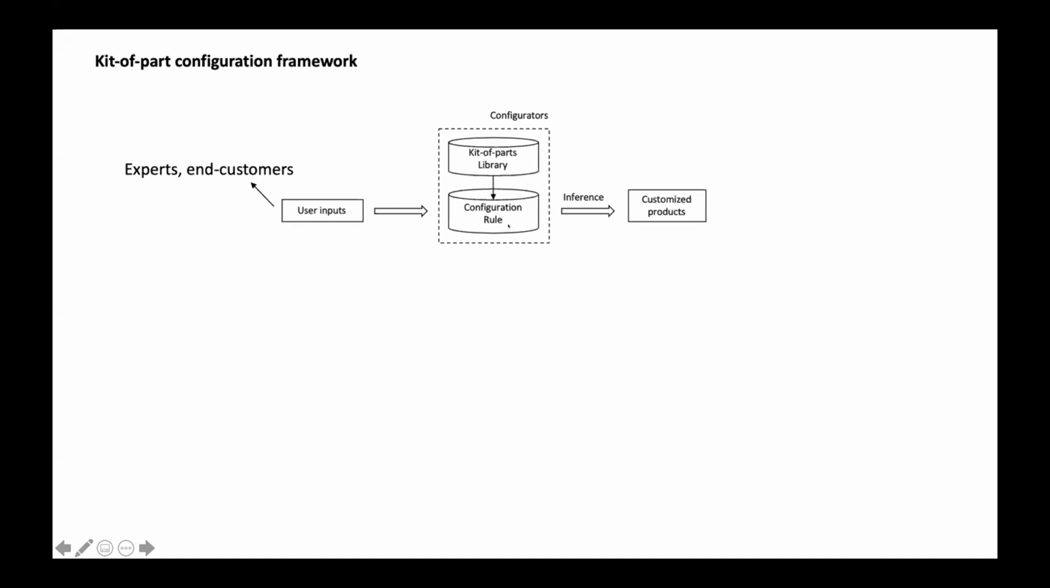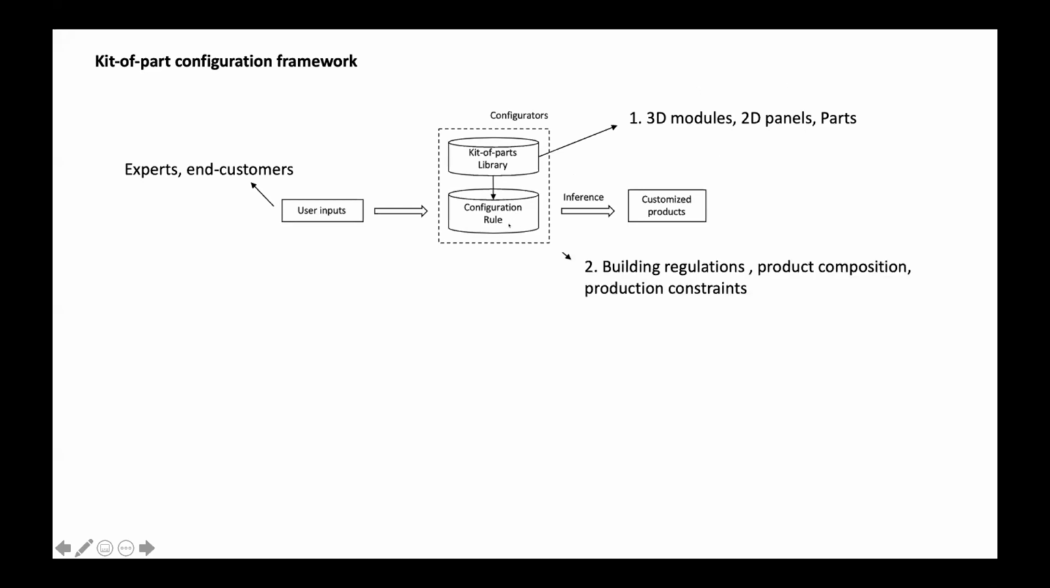Basically, the kit part library can be 3D modules, 2D parts and panels. I just give some examples here. And the configuration rules can be the building regulations, product composition strategy, and the production constraints. Here, I want to re-emphasize the importance of the reuse of knowledge. This is quite lacking in our industry, as you can see. There's little connection from project to project.